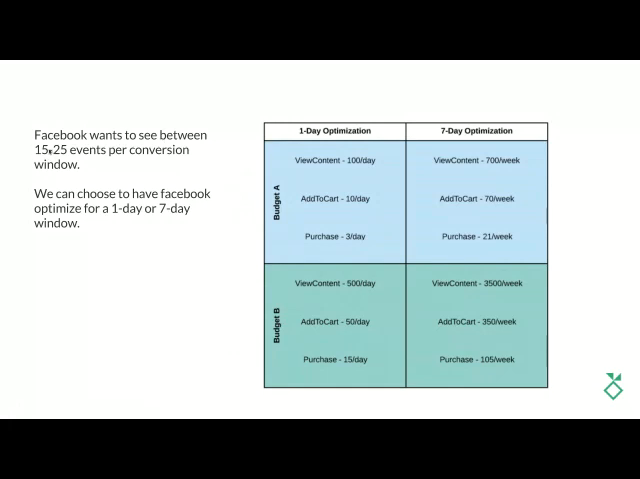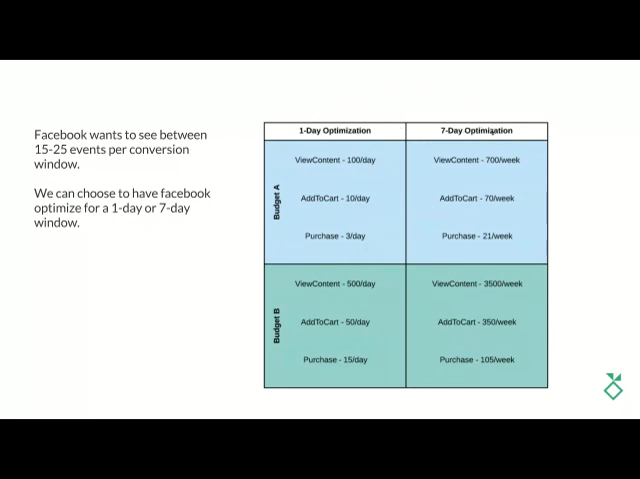Well, Facebook has told us that they want to see between 15 and 25 events per conversion window. I'll try not to make this too technical, but we're talking about behavioral based indicators, right? We can see if somebody looks at the content on our site. We can tell if somebody adds to cart, and certainly if somebody purchases. And this information is sent to Facebook. So Facebook has given us a few options recently. Now we can choose, which before we could not, whether we want to optimize based on 1 day or 7 day.